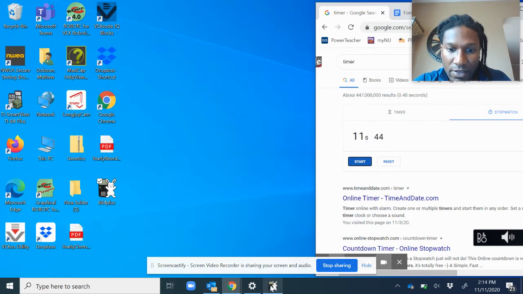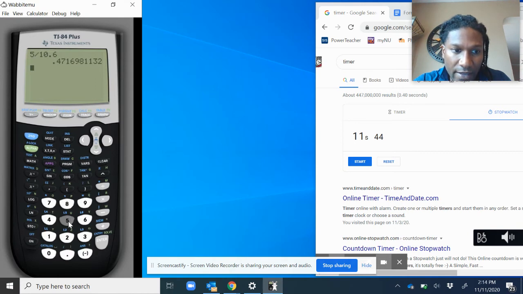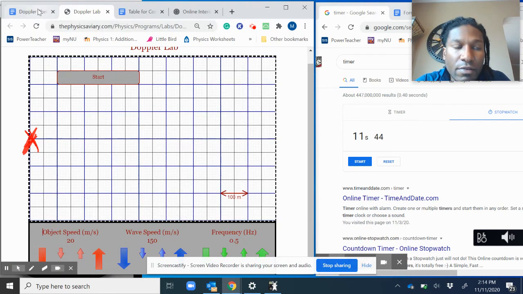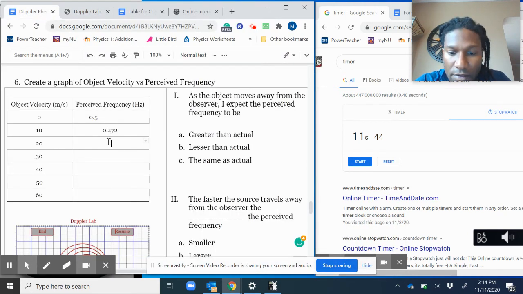So again, I'll do my calculations. I got 5 cycles divided by 11.44 seconds. That's 0.437 hertz.